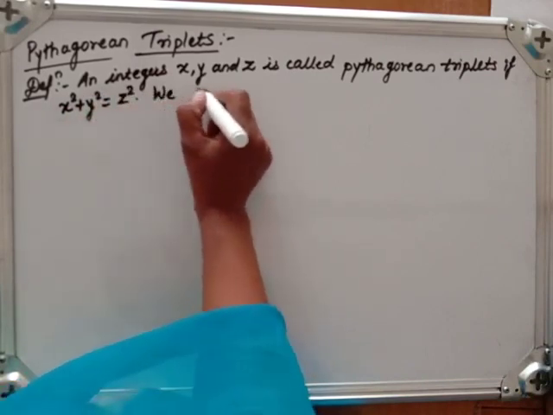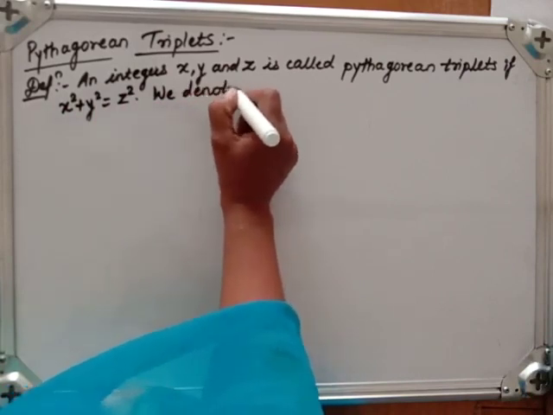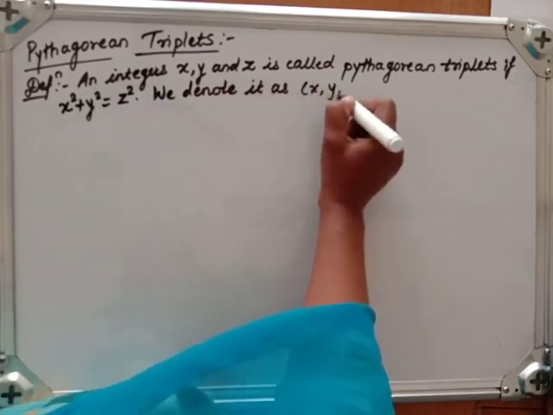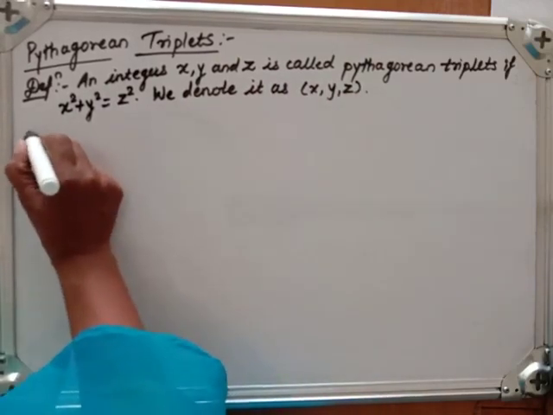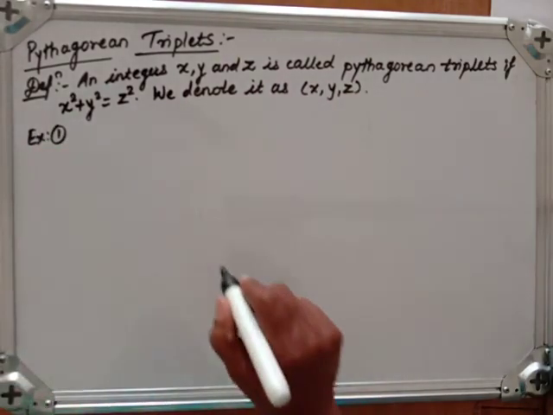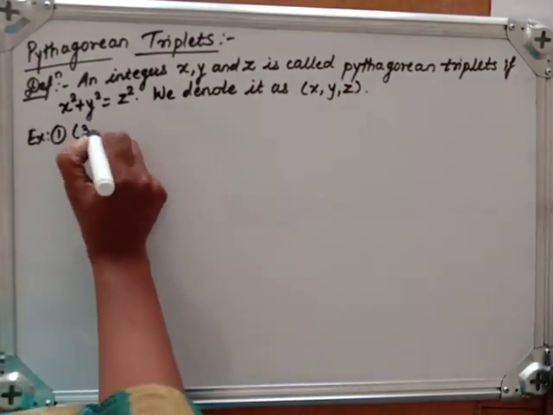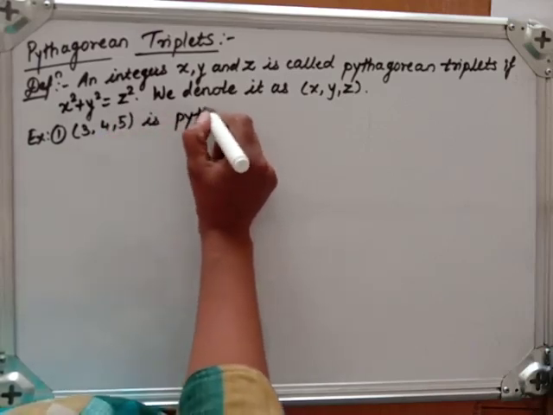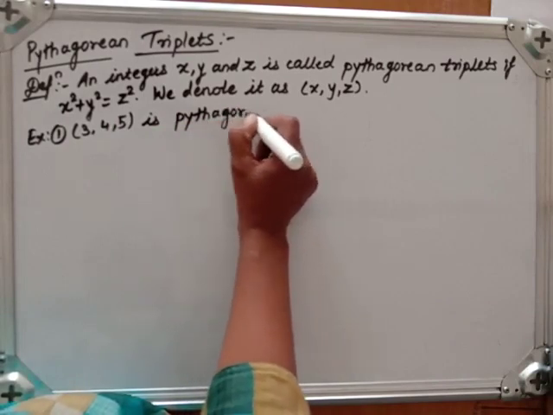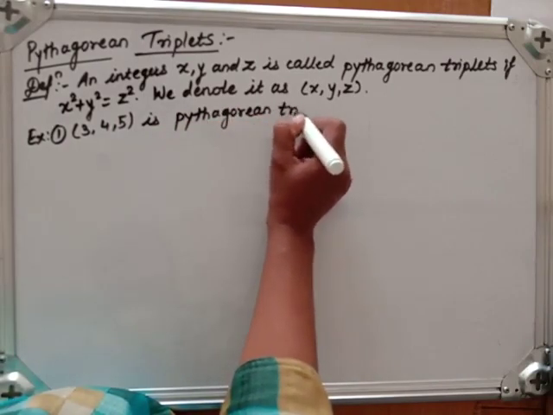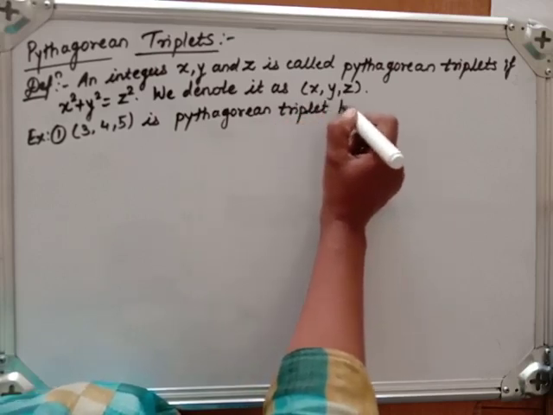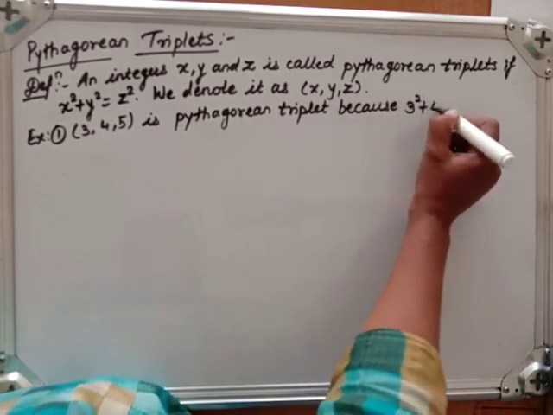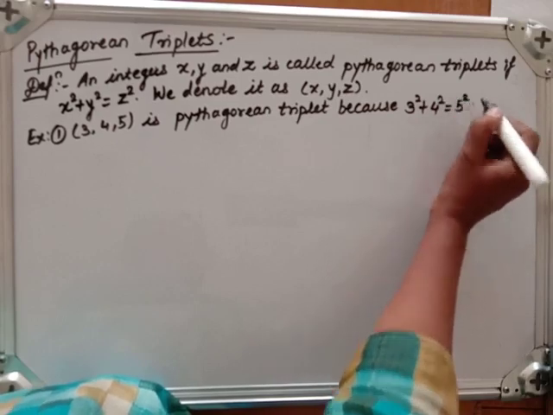We denote it as (x, y, z). Example 1. (3, 4, 5) is a Pythagorean triplet because 3 square plus 4 square equal to 5 square.